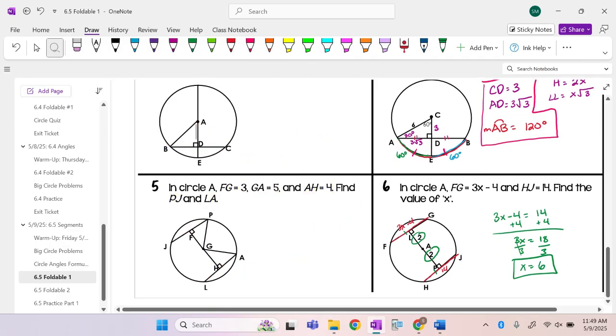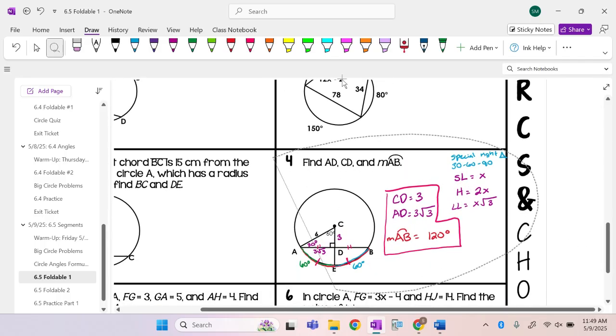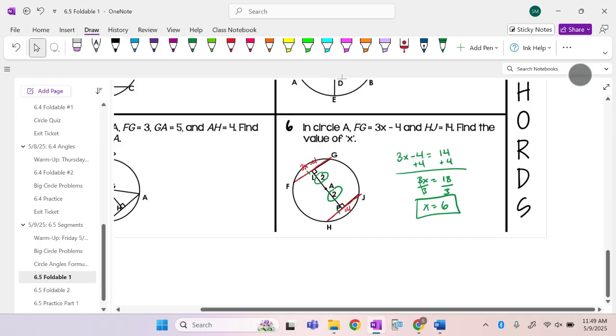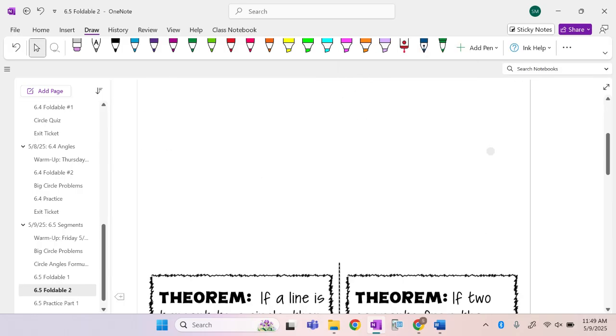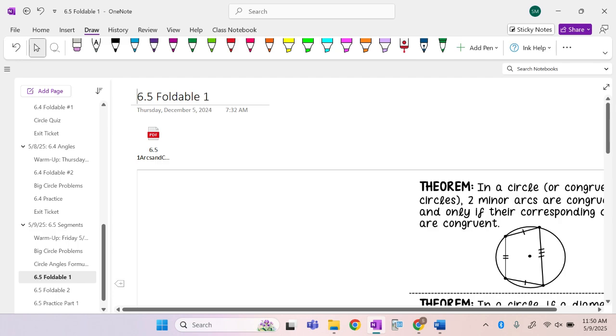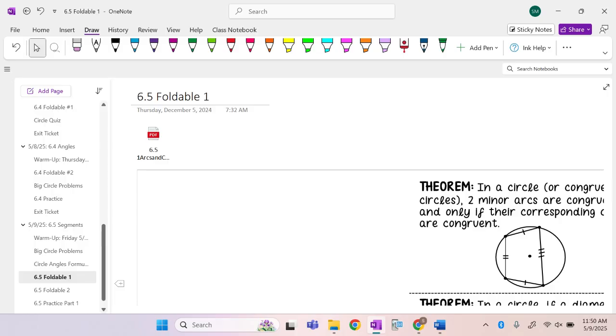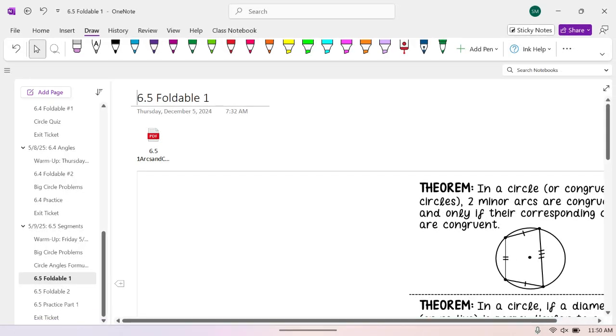All right. So for the next couple of days, or the next 2 days, so today and then Monday, we're going to talk about the different types of segments dealing with circles. This is technically our last lesson. After we do this, we will do review Tuesday and then test Wednesday.